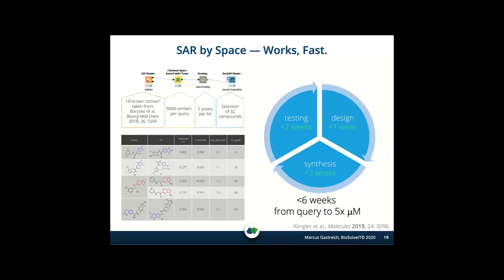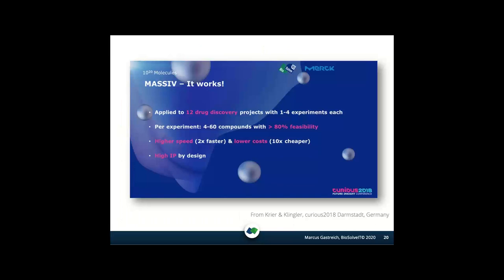And we're not the only ones. Also Merck in Darmstadt in Germany, they reported about this during their Curious 2018 Jubilee conference, and they call their chemical space massive, and it's 10 to the 20th virtual molecules. They applied this throughout 12 drug discovery projects back then. Per experiment, 4 to 60 compounds, and they came back with more than 80% feasibility. They had higher speed, so they accelerated the projects by 2 times across these 12.